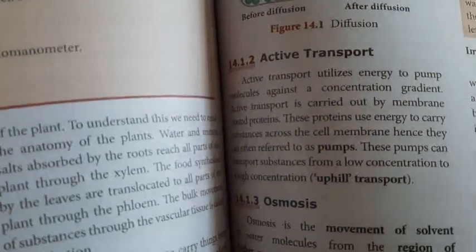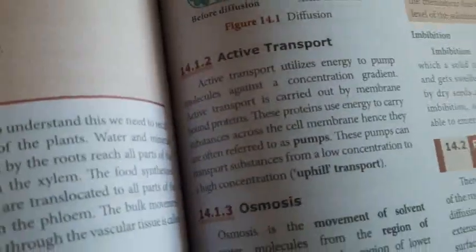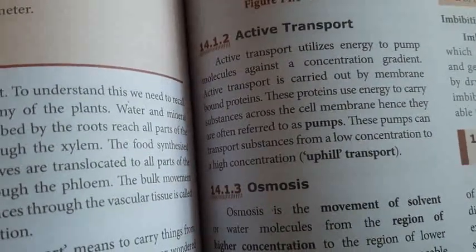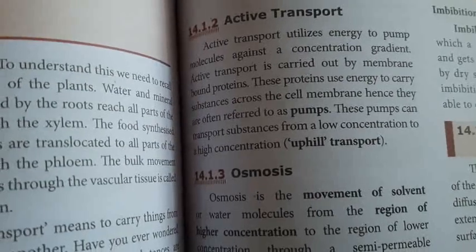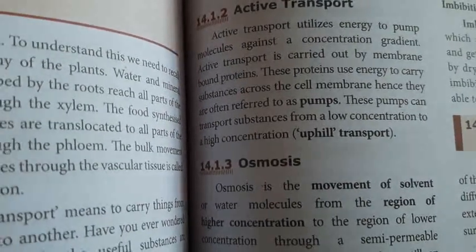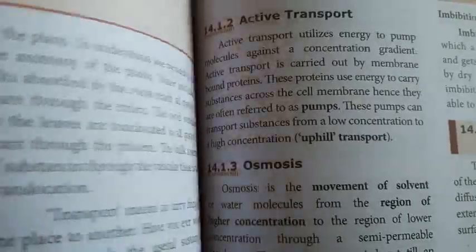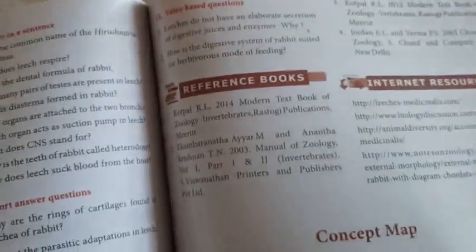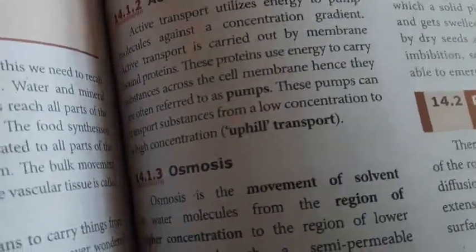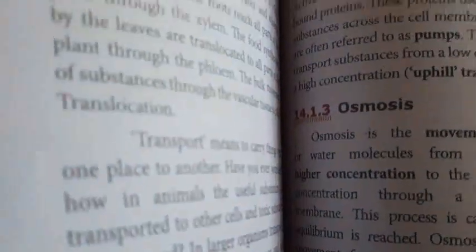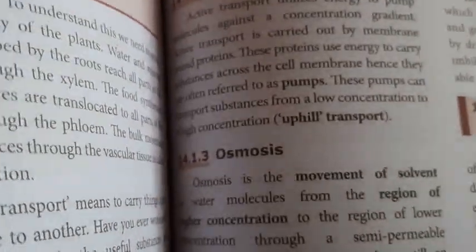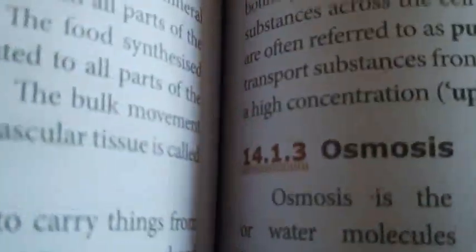Active transport uses energy to pump molecules against a concentration gradient. Active transport utilizes an energy pump. It is carried out by membrane-bound proteins. These proteins use energy to carry the substance across the cell membrane, hence they are referred to as pumps. Proteins are used to pump the molecules.